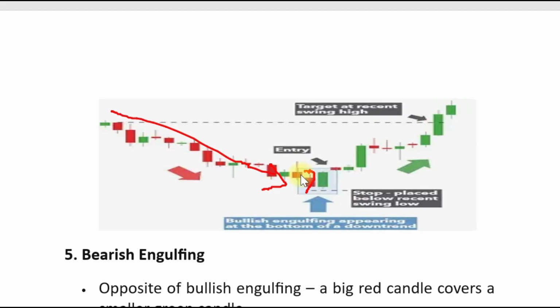The last candle must be red. The previous candle's real body must be covered by the next green candle. Then we take a position. Entry here. The stop loss will be the low of the current candle. Then the target will be the recent swing high, or 1:2 based on your risk.